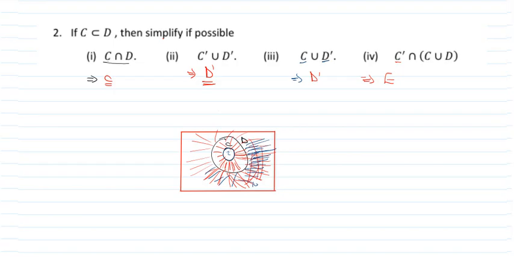Okay, so we are talking about now C complement, that is outside C, then we intersect it with the C union D again. What will be that? Okay, let me show you the clear picture here.